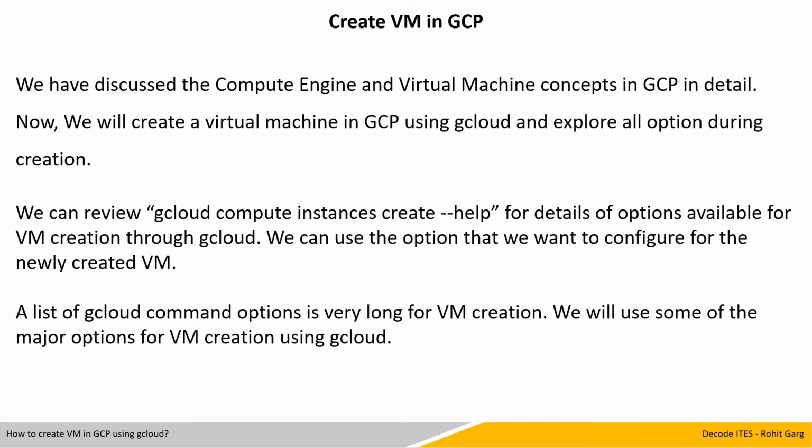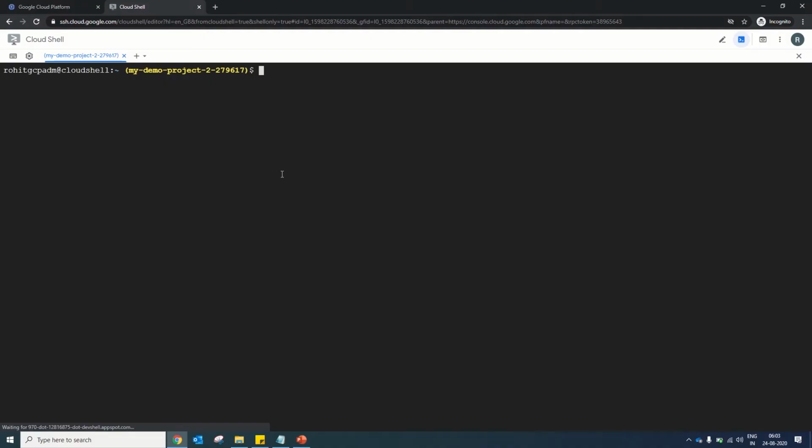The list of gcloud command options is very long for VM creation. We will use some of the major options for VM creation using the gcloud command line utility. You can explore other options in your testing labs after this session. Let's start with the demo of VM creation through gcloud. Welcome to the demo session. In this demo session, we will see how we can create a virtual machine in GCP using the gcloud command line utility. For this, I have opened the Cloud Shell in a separate window, and now we will execute VM related or compute instance related commands one by one.